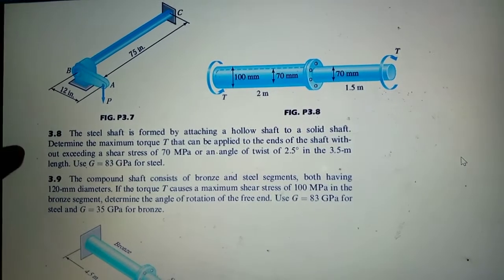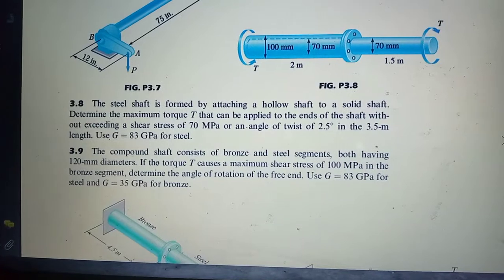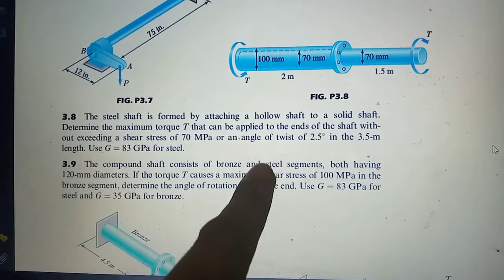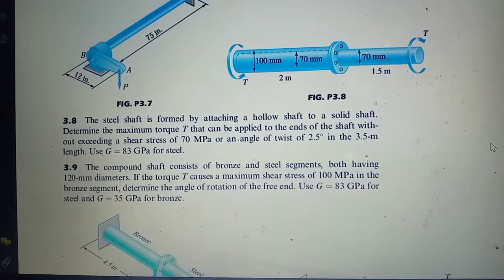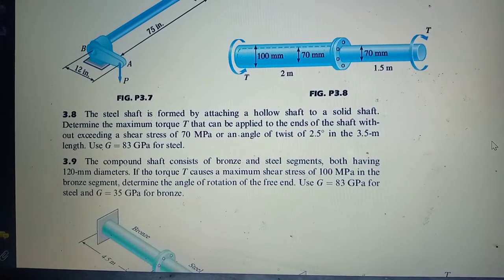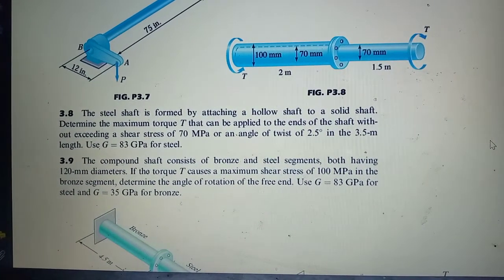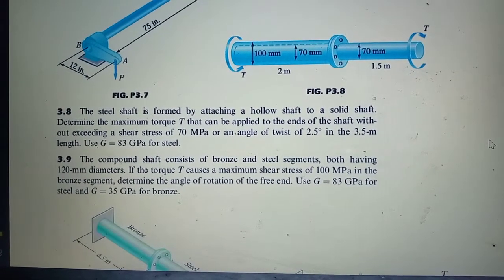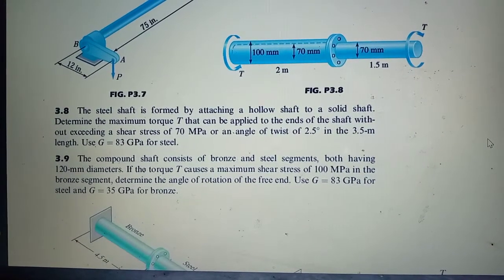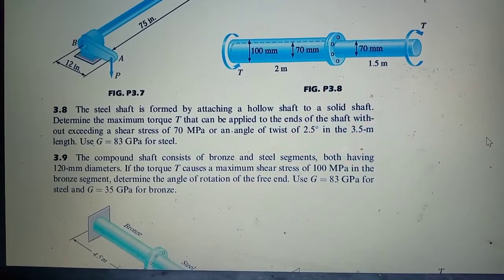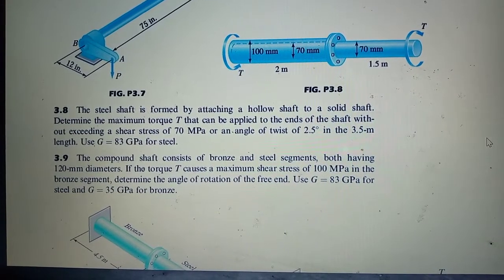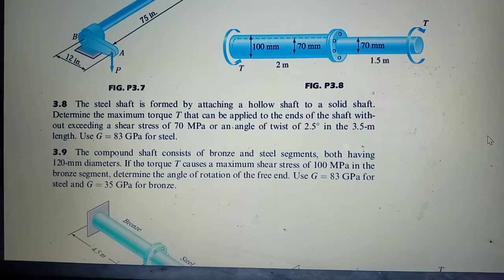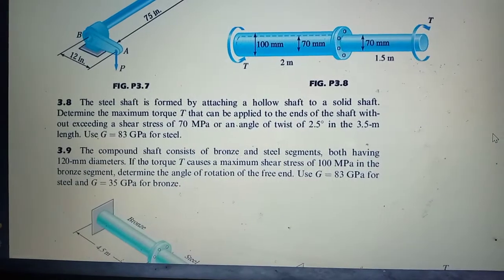In this case we have 3.8. So we will concentrate on problem 3.8, and figure 3.8 is its figure for this problem. The steel shaft is formed by attaching a hollow shaft to a solid shaft. Determine the maximum torque that can be applied to the ends of the shaft without exceeding the shear stress of 70 megapascals or an angle of twist of 2.5 degrees in the 3.5 meter length. Use G equal to 83 gigapascals for steel. So this will be our question.